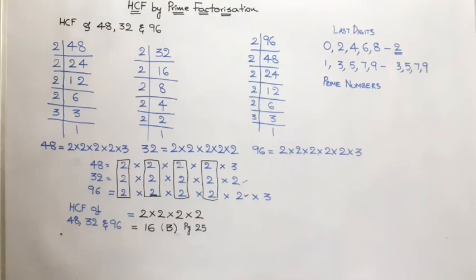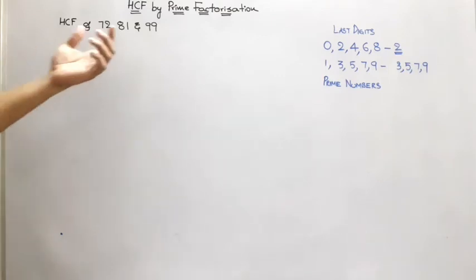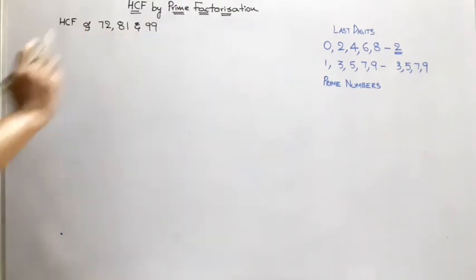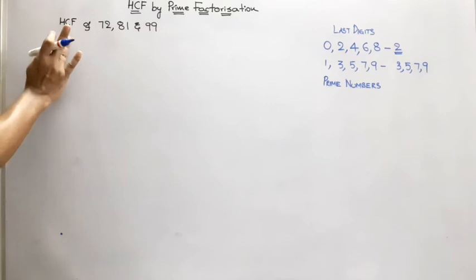Now I am going to the next MCQ. Please observe the board carefully. I think by this time you got the picture about the procedure, so I am moving to the second MCQ, children. Find the HCF of 72, 81 and 99 by prime factorization only. So, look. If you didn't understand the first one, check the second at least.